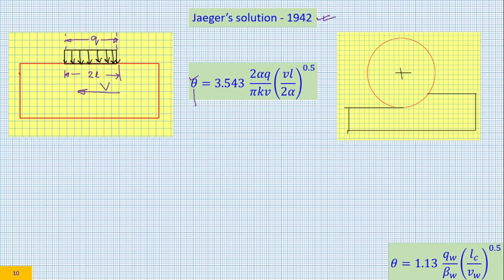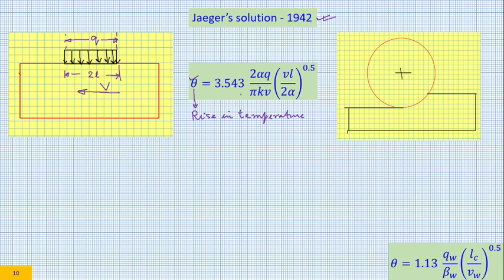This theta is not temperature, please note it down. This is rise in temperature. So if this rise is 200 degree and if the ambient temperature is 25, the actual temperature would be 225. So this is delta. So rise in temperature is given by this complex equation.